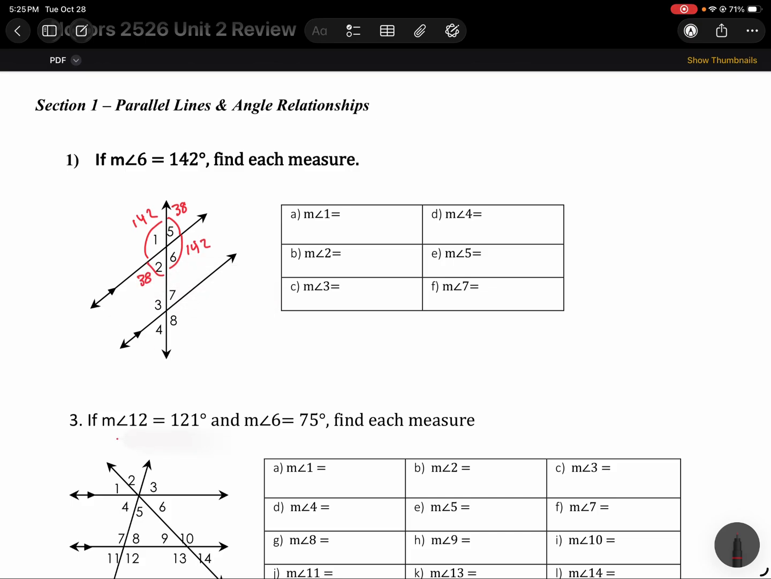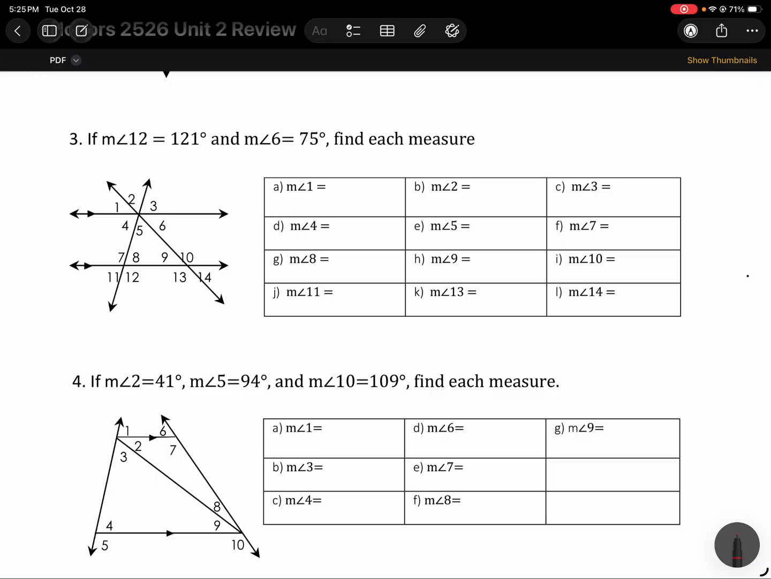So angle 1 and 2 would be 142 and 38. And then we have corresponding angles since these two lines are parallel. So all of these are corresponding, meaning that angle 8 and 3 are 142. Angle 4 and 7 are both 38. So angle 1, 142. Angle 4 is 38. Angle 2, 38. Angle 3, 142. Angle 5, 38. Angle 7, 38.